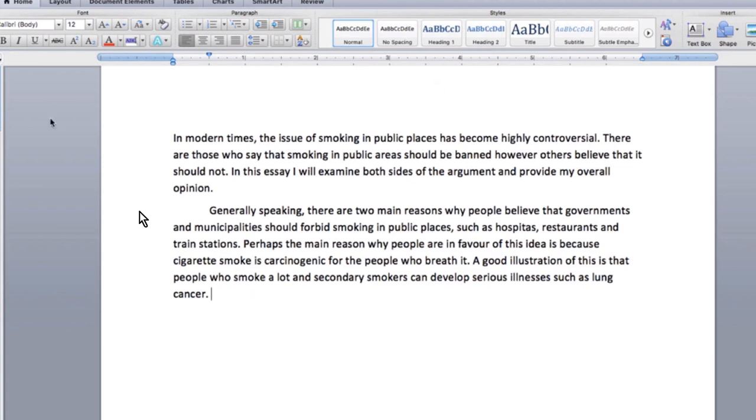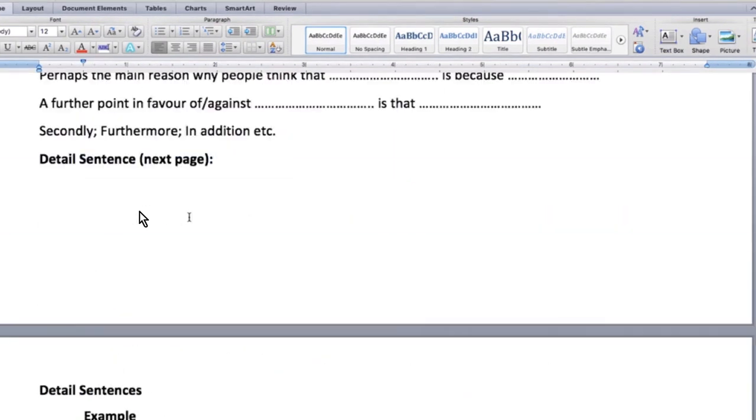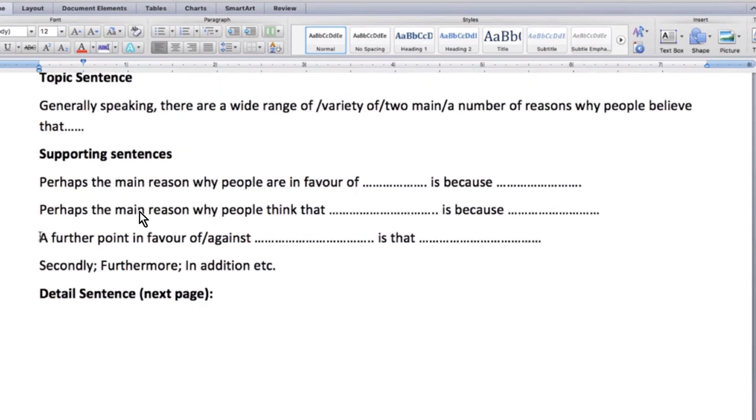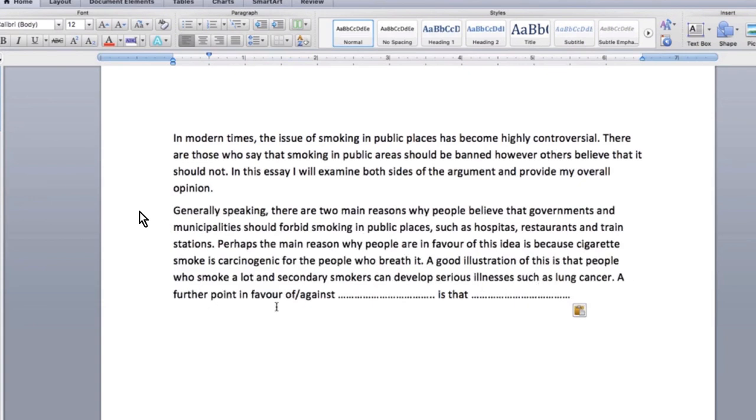Good, another supporting sentence now. Right, another supporting sentence. We go to our supporting sentences. This one is for the second one. A further point we're doing in favor of banning smoking in public places is that, and this is your second idea.